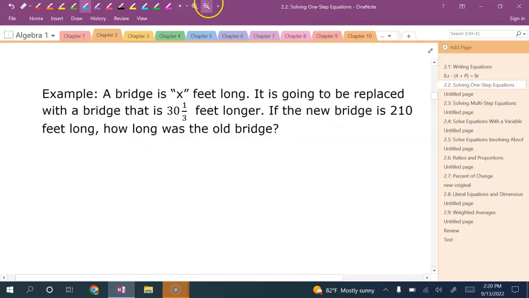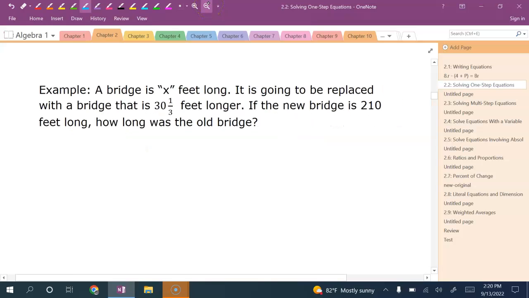All right, let's take a look at a couple of word problems here. So this first one says that a bridge is x feet long. It is going to be replaced with a bridge that is 30 1/3 feet longer. If the new bridge is 210 feet long, how long was the old bridge?